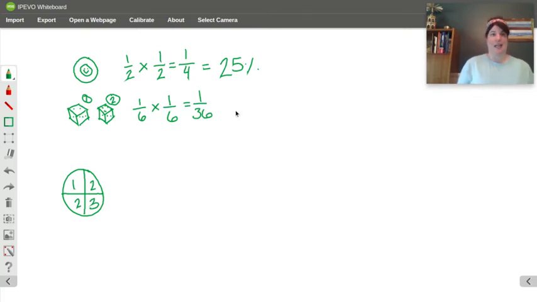A 6 and an even number. Okay, so let's say that there's no game where you need that, but we're just going to pretend. So we want our first die to roll a 6 and our second die to roll any even number. It doesn't matter what. Okay, so let's calculate that probability.